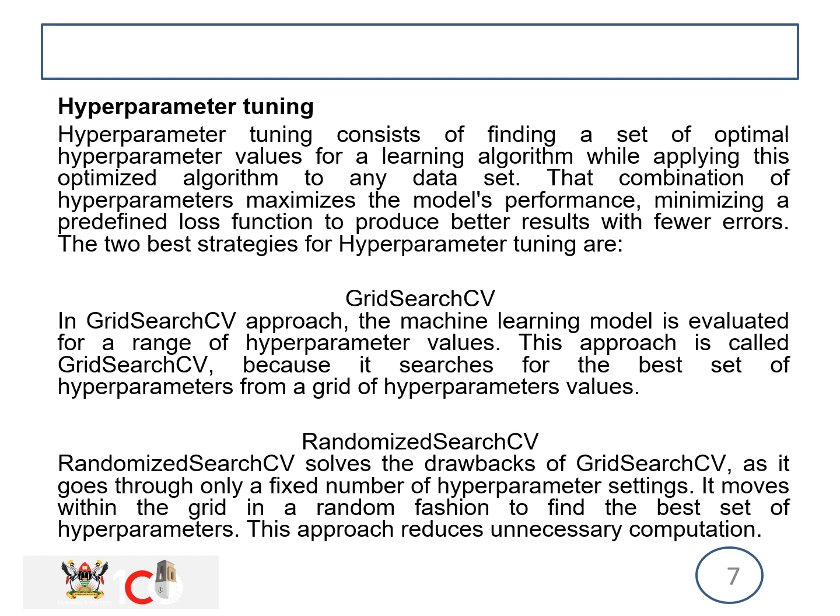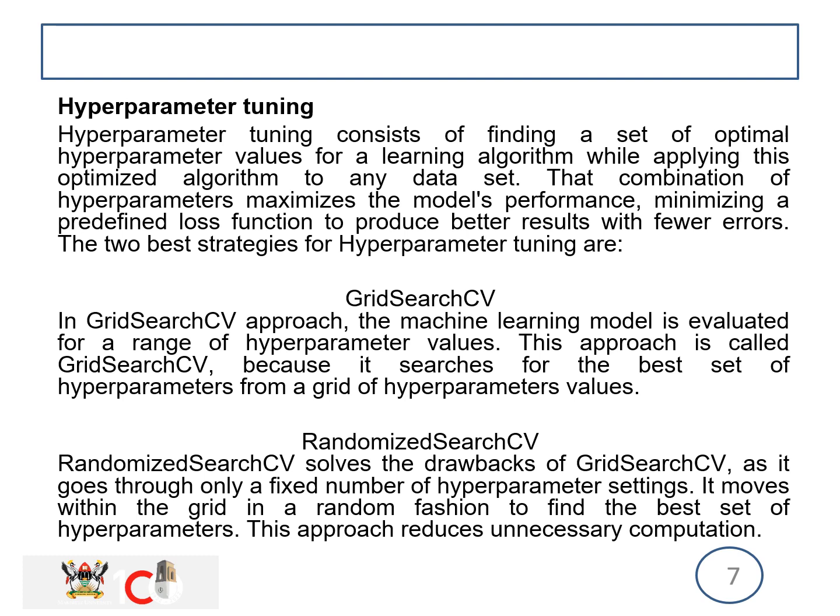One is the grid search cross-validation. In the grid search CV approach, the machine learning method is evaluated for a range of hyperparameter values. This approach is called grid search CV because it searches for the best set of hyperparameters from a grid of hyperparameter values.